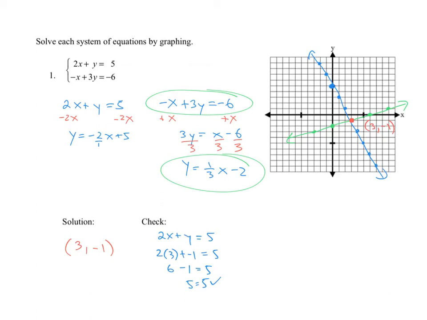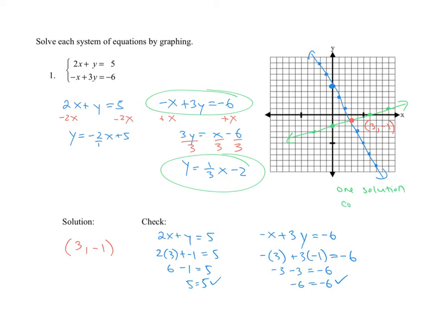And I also want to make sure it satisfies the other equation, negative x plus 3y equals negative 6. So I plug 3 in for x. I get negative 3 plus 3 times negative 1. And I hope that it equals negative 6. I simplify the left-hand side. Negative 3 minus 3. And I do get negative 6 on both sides. So I've confirmed that that point does satisfy both of those equations, and it is the solution to my system of equations.